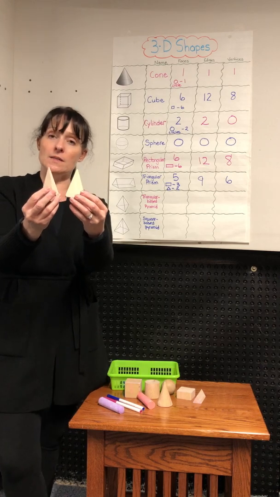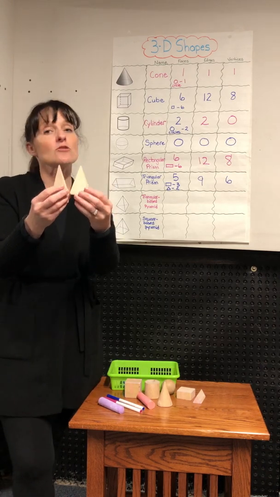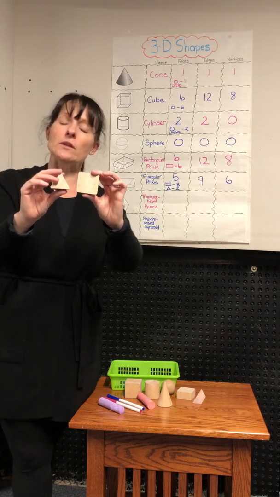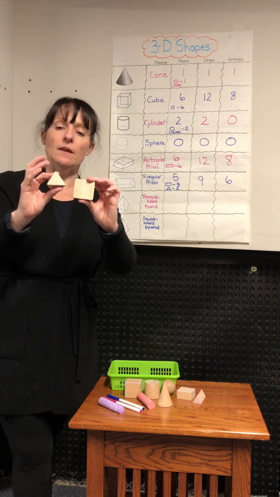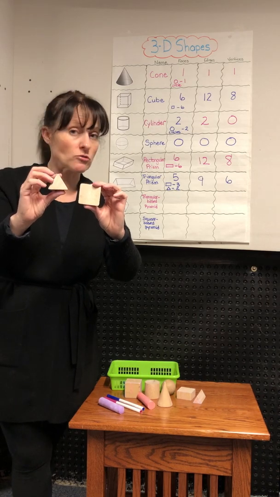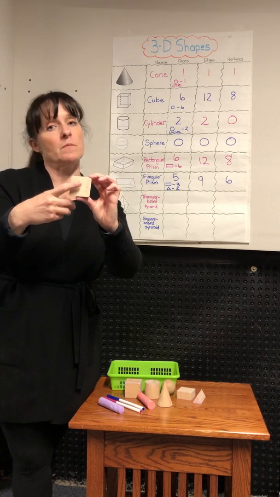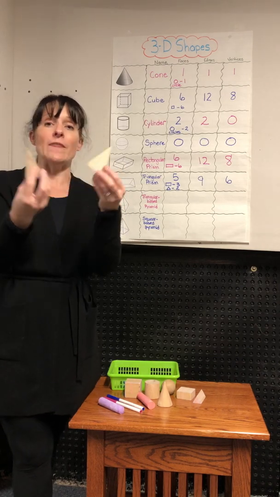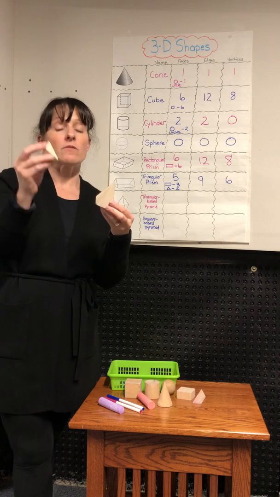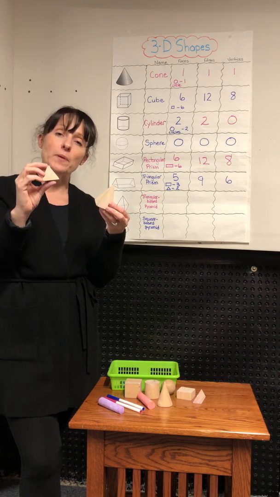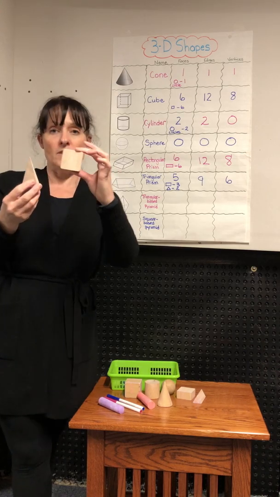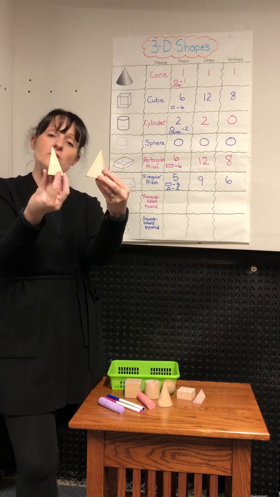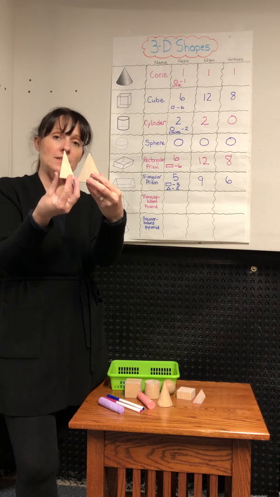Now, the only way to tell the difference between pyramids is to look at the bottom. When we look at the bottom, we look for the 2-dimensional shape that we see. This pyramid has a triangle, and this pyramid has a square. We call that the base or the bottom. So this is called a triangular based pyramid, and this one is called a square based pyramid. These are the 2 pyramids that we're going to look at today.